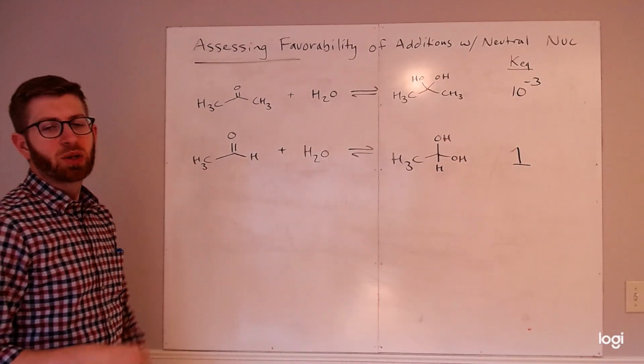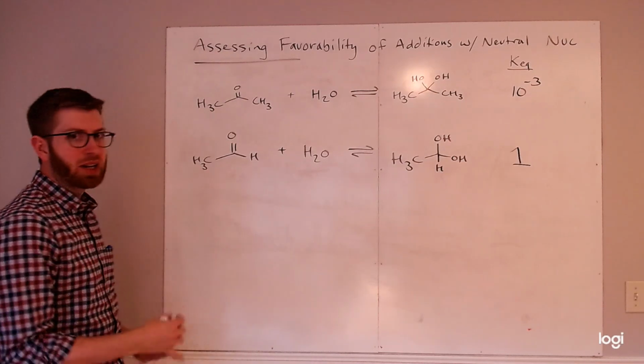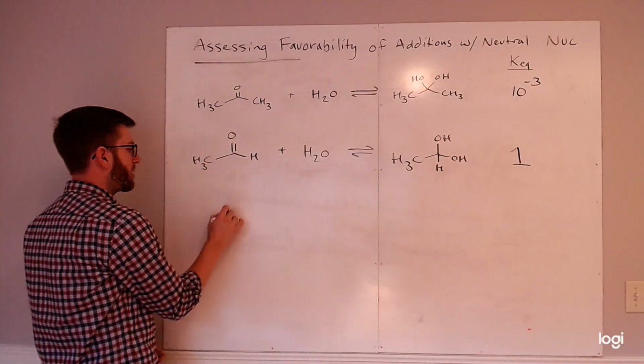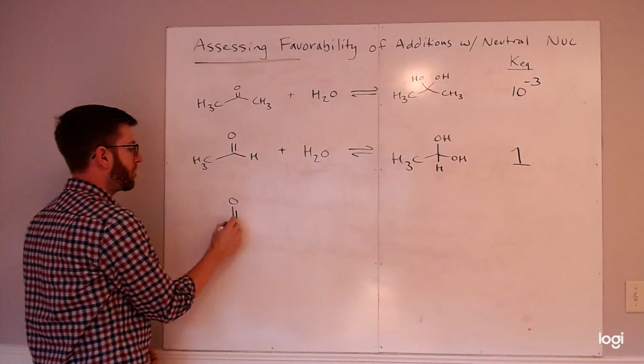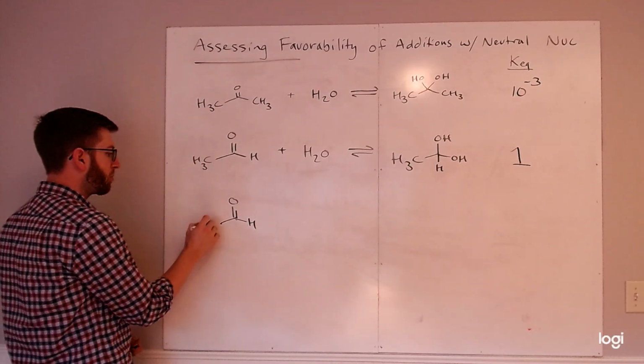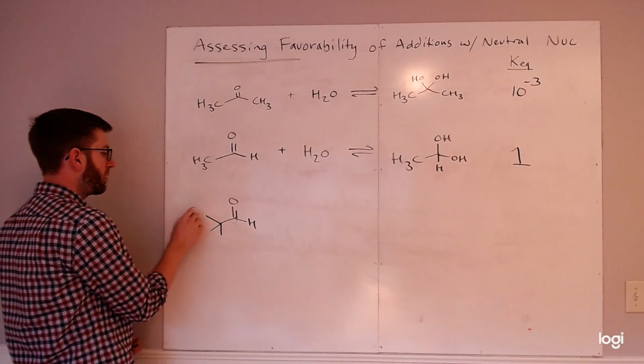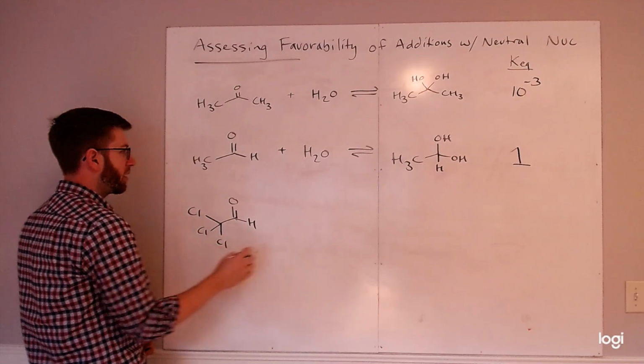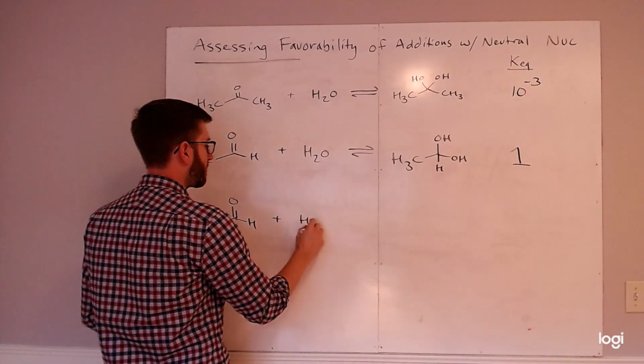So just to make sure that you can do this on your own, I'm going to give you a third structure. So it's going to be an aldehyde, but we're going to change the methyl group. So instead of a CH3, we'll have a CCl3 group. I'll draw all the chlorines in, and we'll try to hydrate this.